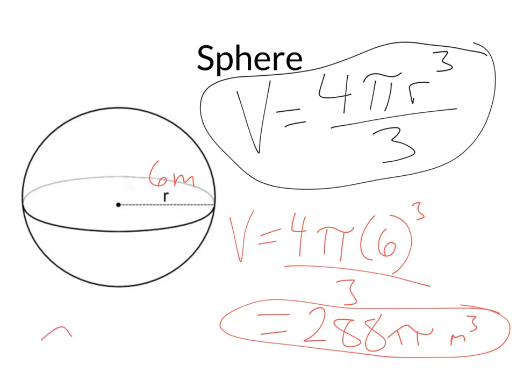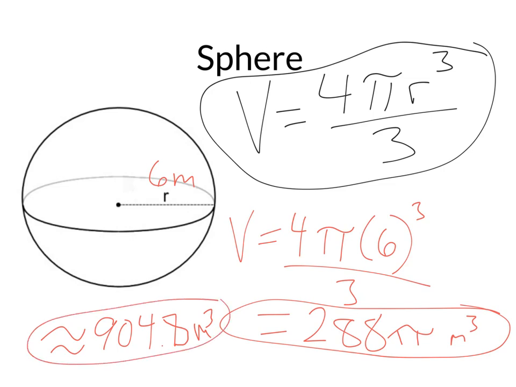If I want an approximate answer, I can just multiply out the pi. I would get 904.778, so we'll just say 904.8. Look at that. Change the 7 into an 8. That was cool. And that'd be meters cubed. So that would be my approximate. Okay? Not too bad.